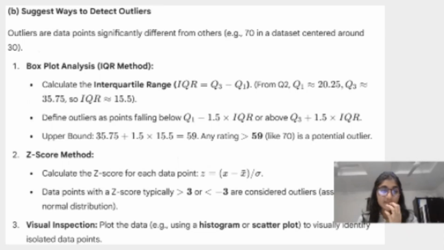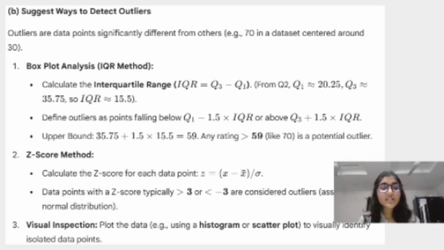Now the B part is to suggest a way to detect outliers. Outliers are data points significantly different from others. The first method is box plot analysis, which is the IQR method. Calculate the interquartile range, that is IQR, which is equal to Q3 minus Q1. So we will calculate this.